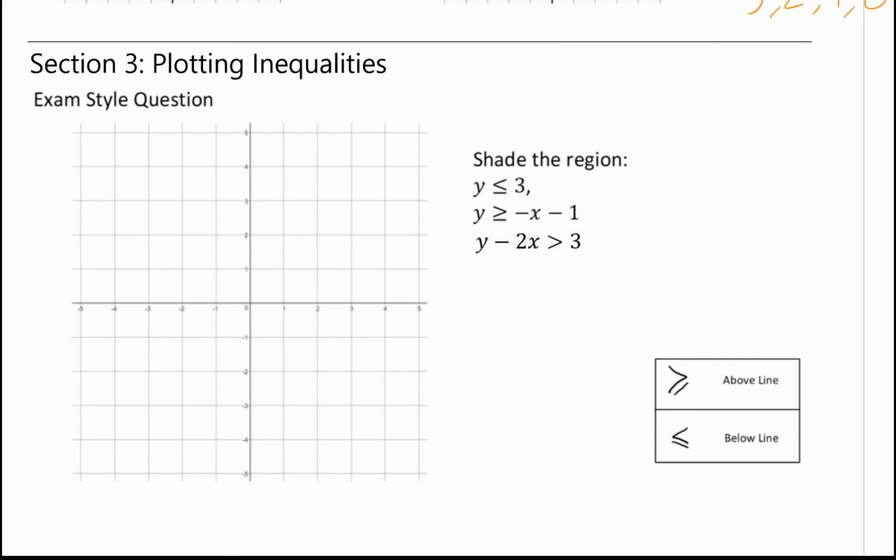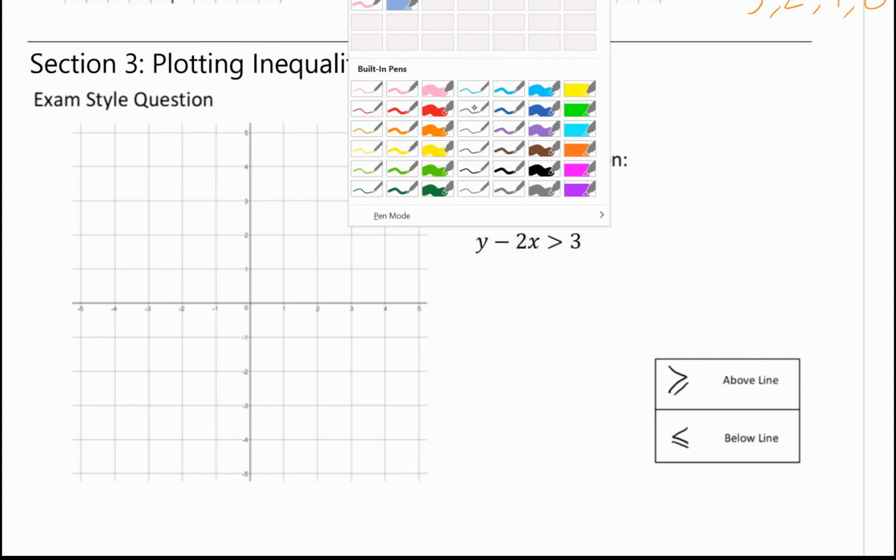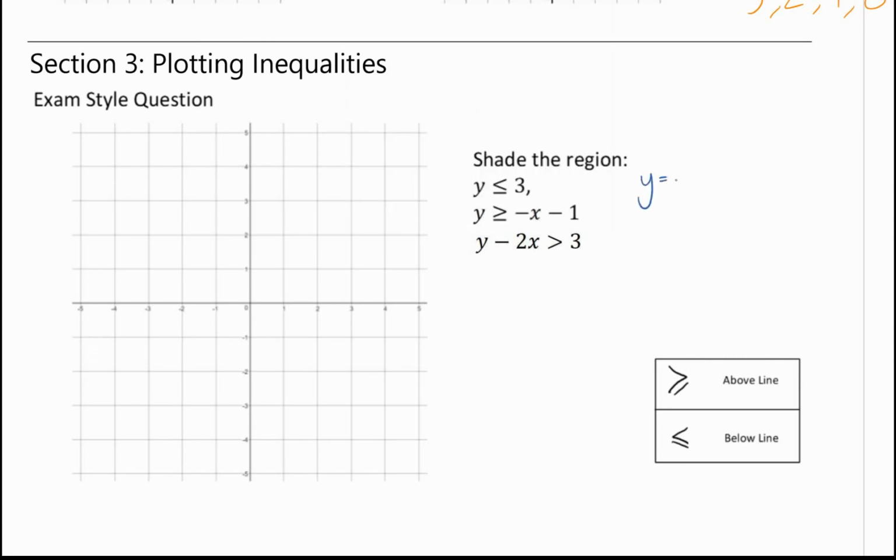Okay? For the most part, the way it starts off, and this works for the first step, is you can just pretend that you have equal signs. And you basically just want to start by plotting these lines. So that's what I'm going to do first. So first, y equals 3. We find the y-axis, we find where 3 is, and it's a straight line going through 3.